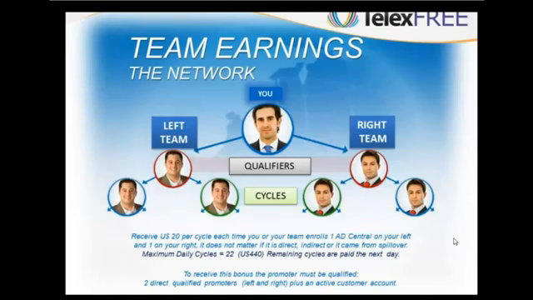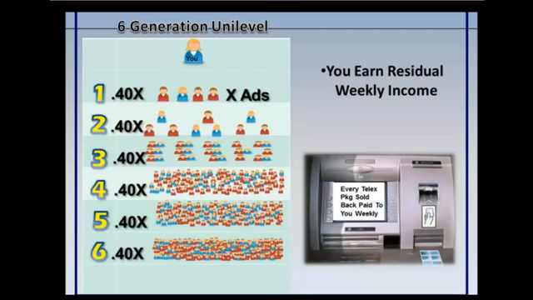6-generational unilevel. So you can think of this almost like a family tree. If you're at the top, there are your children, and then your children's children, and your children's children's children, etc., all the way down the tree. It's those people who are directly related to you as a sponsor through your referrals.